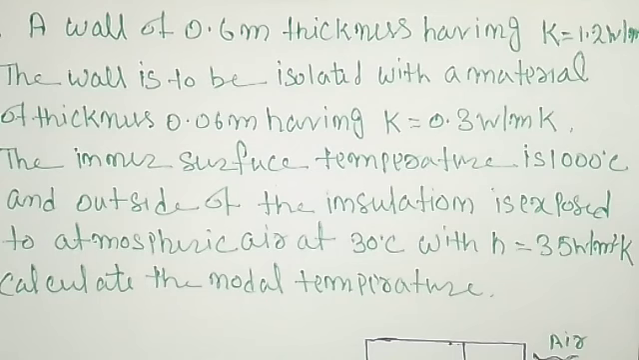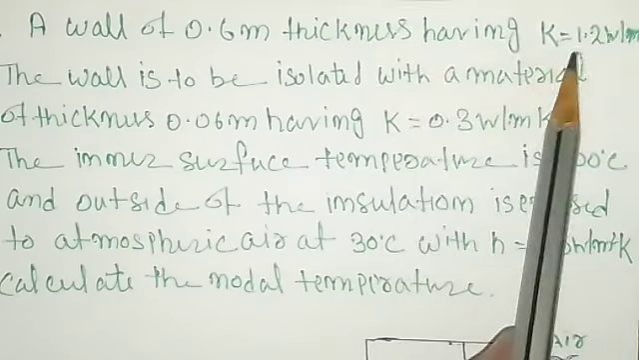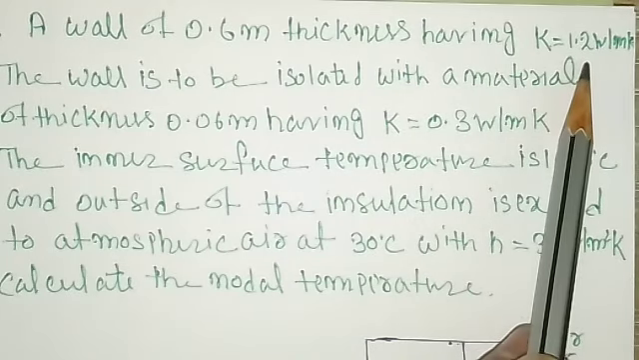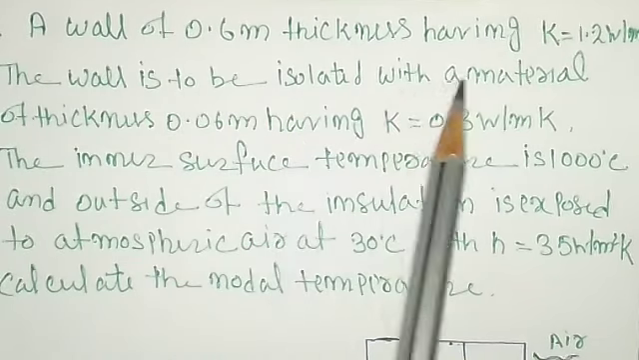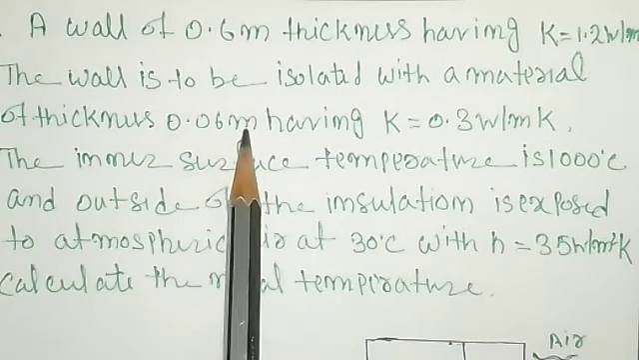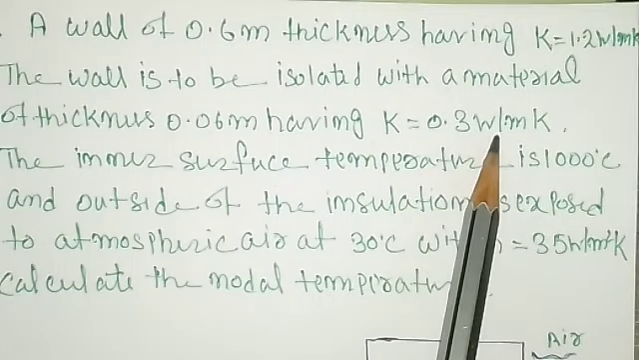In this video, we will solve the problem related to heat transfer by using the finite element method. So the problem on the screen: a wall of 0.6 meter thickness having thermal conductivity K equal to 1.2 watt per meter Kelvin. The wall is to be insulated with a material of thickness 0.06 meter having thermal conductivity 0.3 watt per meter Kelvin.